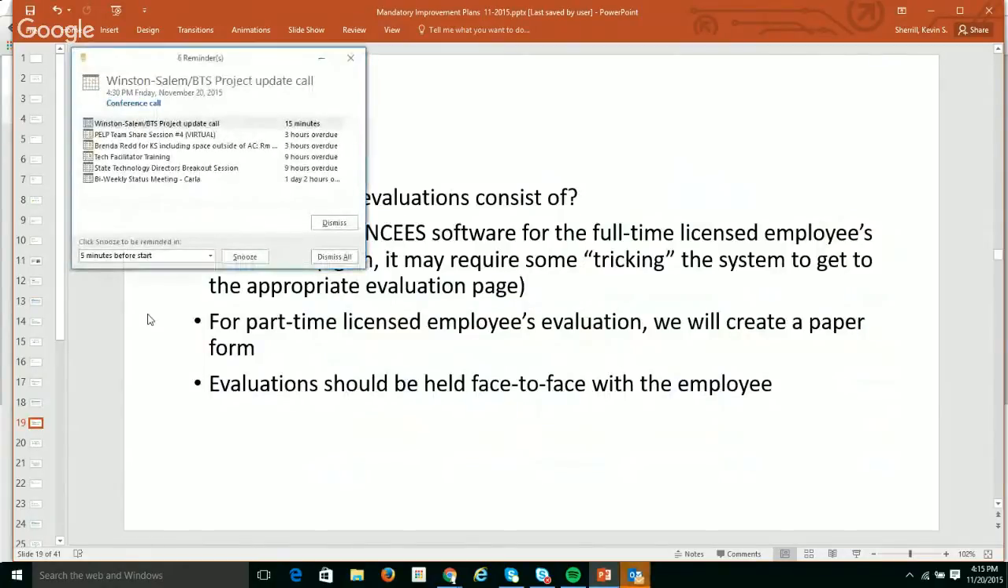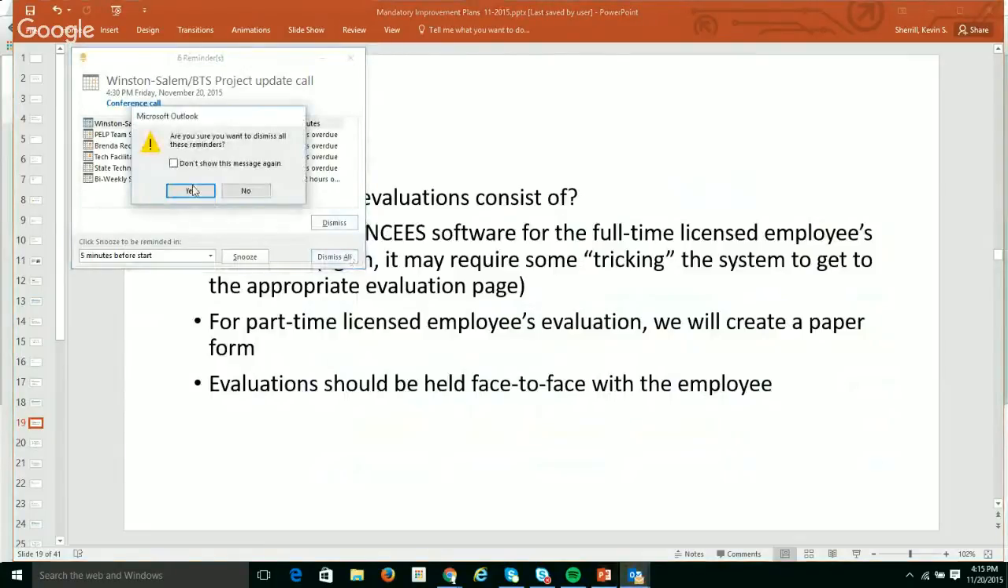Oh, Kevin Sherrill's got a whole bunch of projects coming up. Dismissal. Dismissal. Thanks, Carol. Yes.